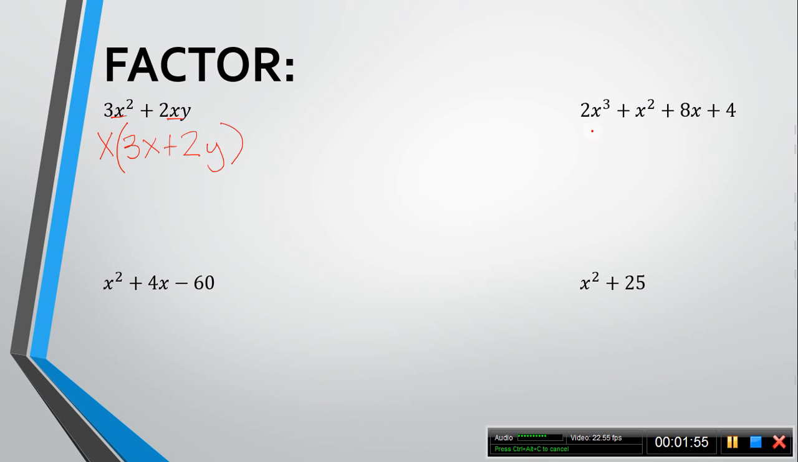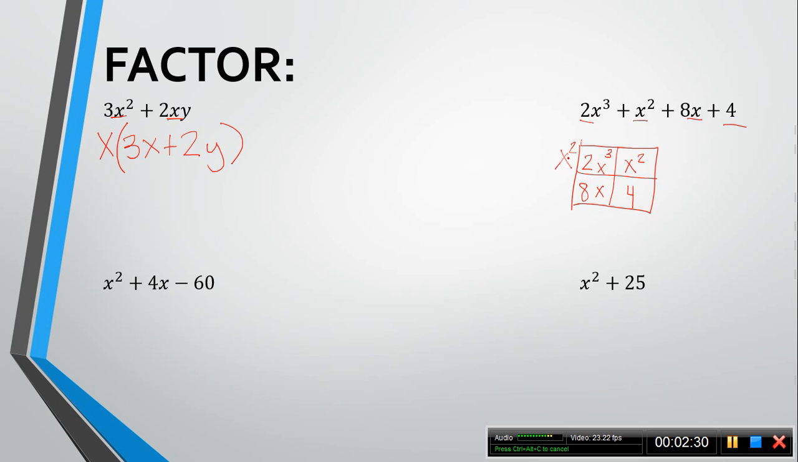Now, if I go over here, I notice I have 4 terms. When I have 4 terms, that means we're going to do the box problem. So I'm going to get 2x cubed, x squared, 8x, and 4. So then I need to look and find the GCF of the first row. So I do not have any numbers that I can divide out, but I have some x's. I have x cubed here and x squared here. So it looks like they share an x squared.